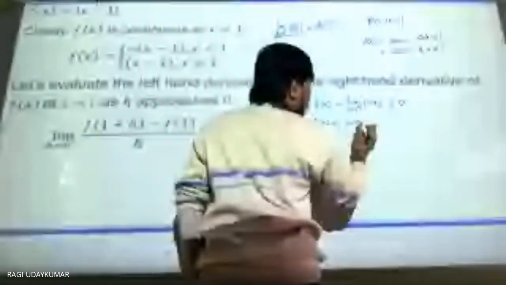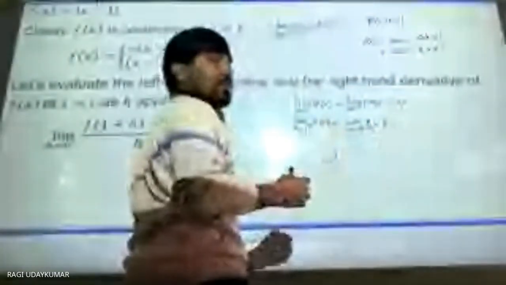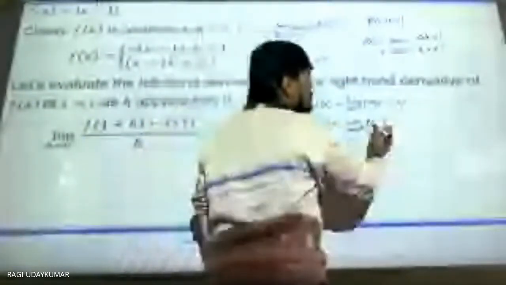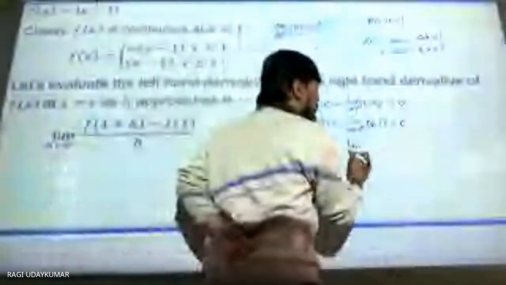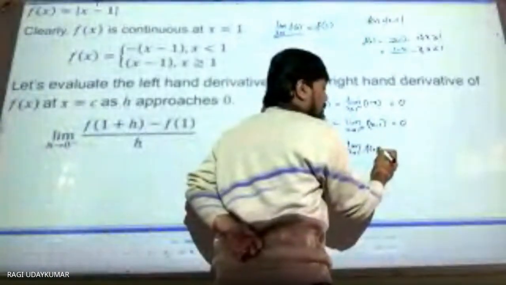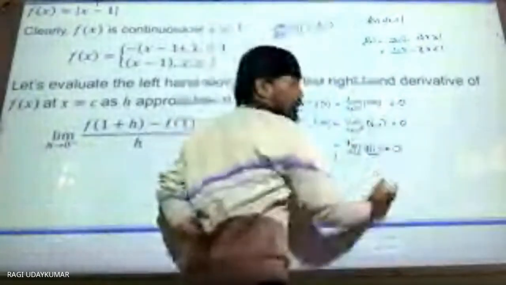Limit x tends to 1 plus f of x. Here f of x is nothing but x minus 1 should be taken. Here also you are going to get 0. So both are equal. Therefore, limit x tends to 1 of f of x, which is mod x minus 1, is equal to 0. And this should be equal to f of 1.